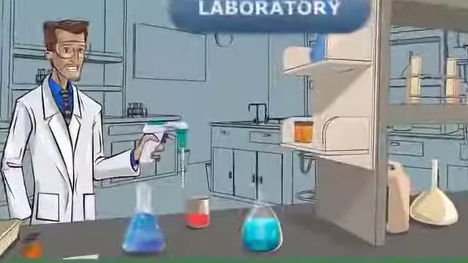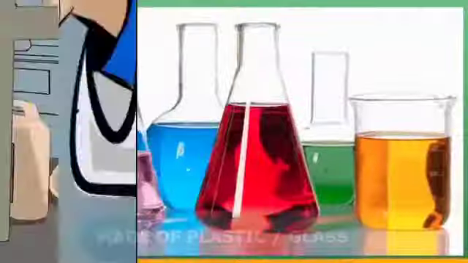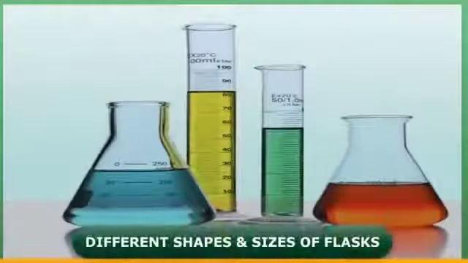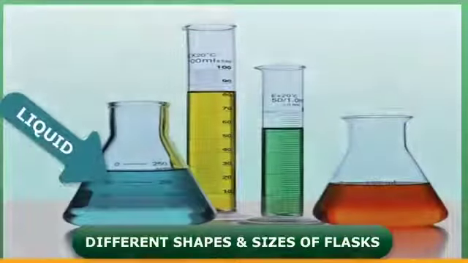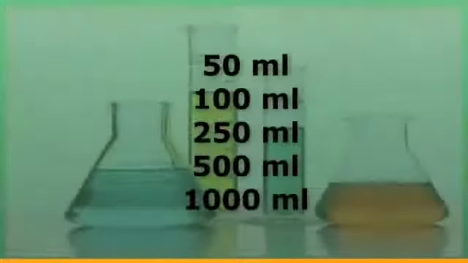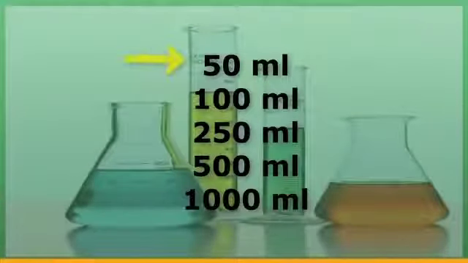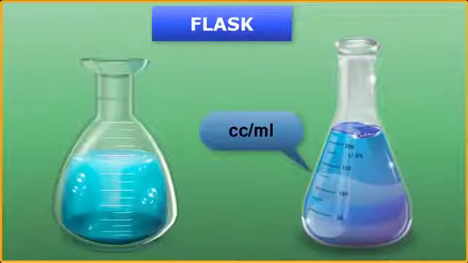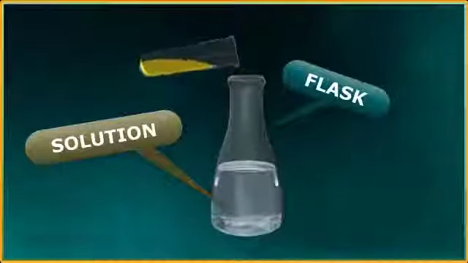Flask. Flask is used in the laboratory. It is made of plastic or mirror. It is found in many sizes and shapes. Its size depends upon the volume of liquid. In school and laboratory it normally occurs in 50 ml, 150 ml, 250 ml, 500 ml, and 100 ml. It is marked in cc/milliliter. Flask is used to prepare the solution.